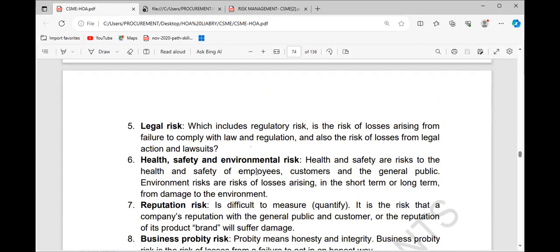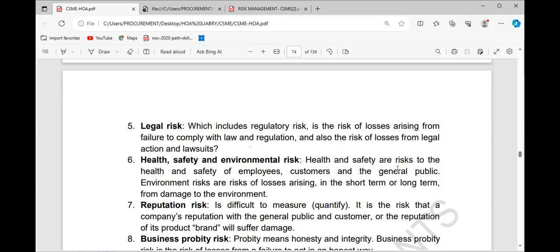Then we also have what we call legal risk, which involves regulatory risk. It is the risk of loss arising from the failure to comply with laws and regulations. Maybe, especially in tax area, compliance with the filings of taxes, maybe your income tax, your VAT, and so on. But this one is talking about legal. Maybe there's a pronouncement that everyone has to just what? Has to obey. We have health and safety and environment risk.